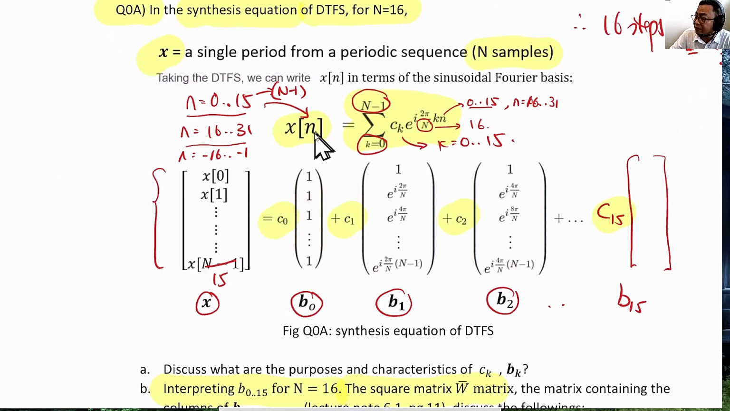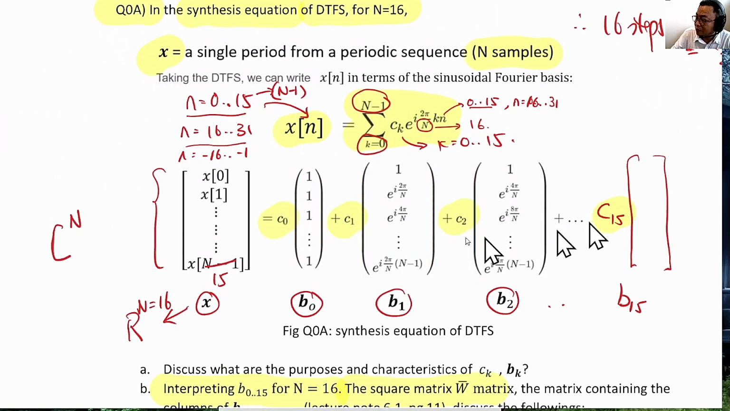When we view the DTFS synthesis equation like this, then this brings us to visualization of Fourier transform from the linear algebra perspective, and it is actually very rewarding to view Fourier transform as such. Then these column vectors are the basis for the space C^N, while x is in R^N, where N equals 16. The basis actually is a complex vector with 16 elements.